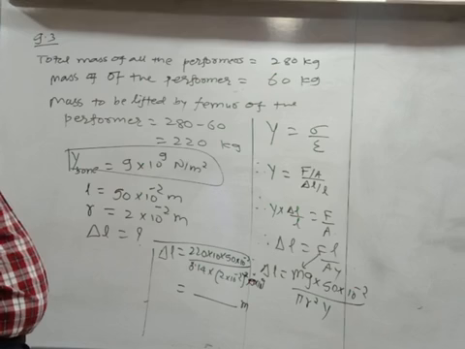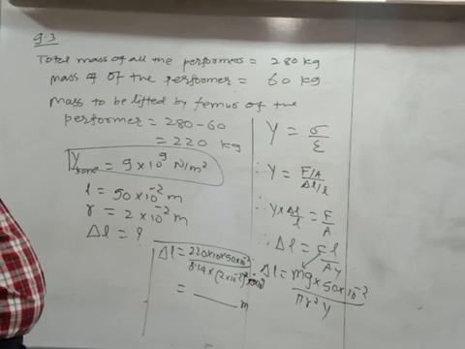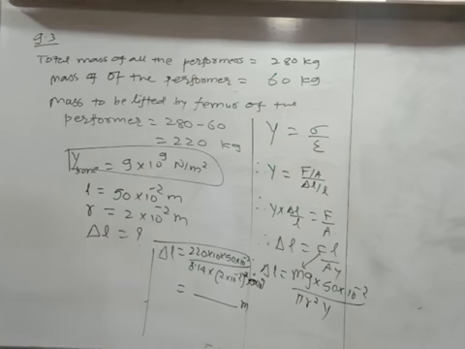So Y is equal to sigma upon epsilon, F upon A into delta L by L. So this delta L must be given here as mg into 50 into 10 raised to minus 2 upon pi r square. So this is how you can easily find out the value.